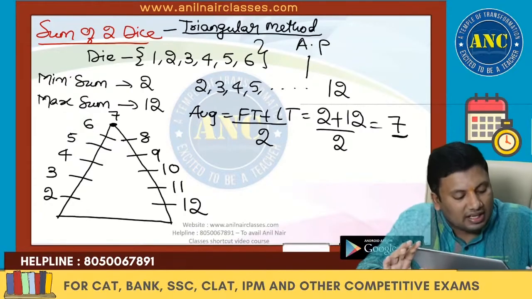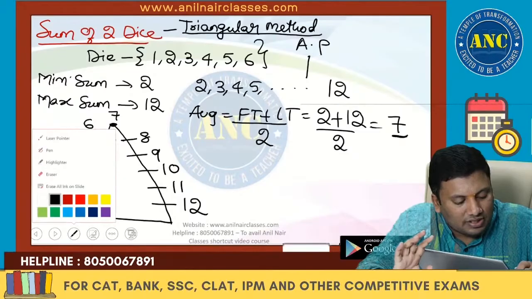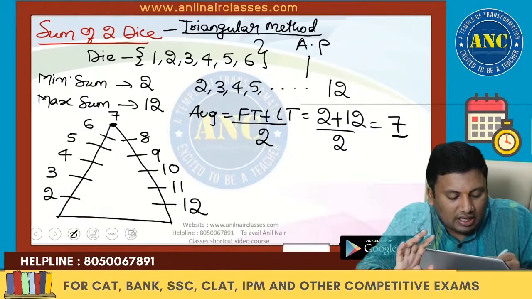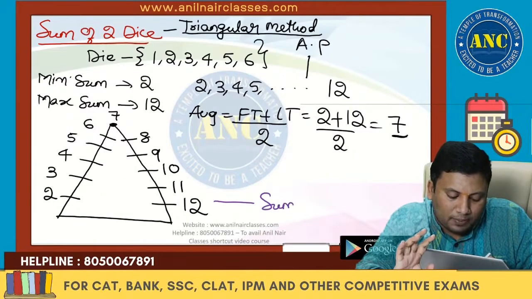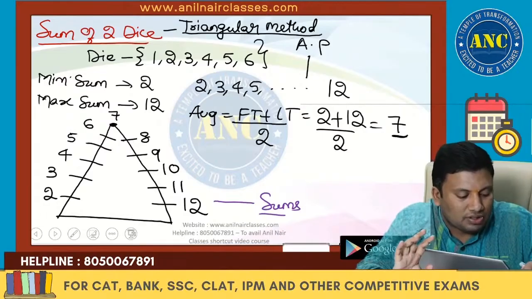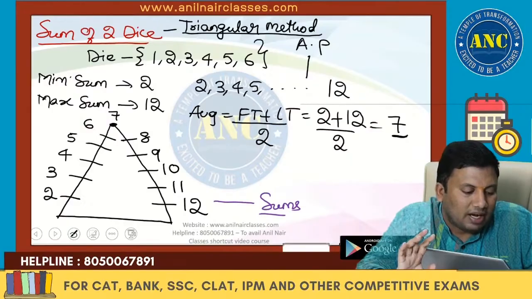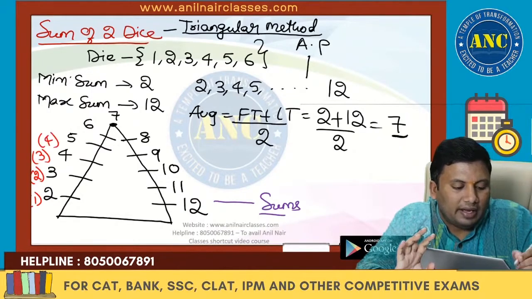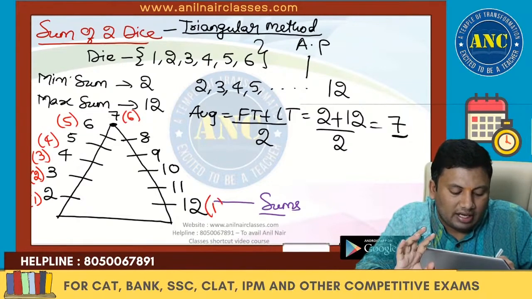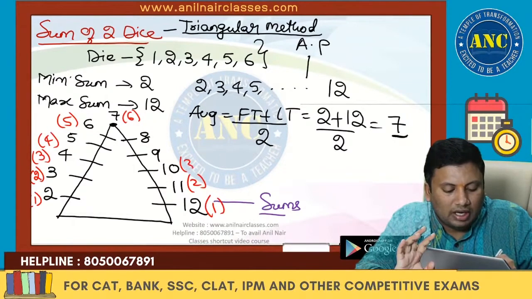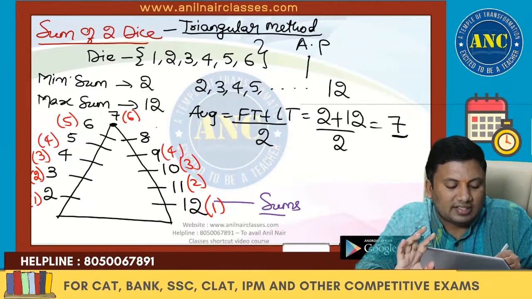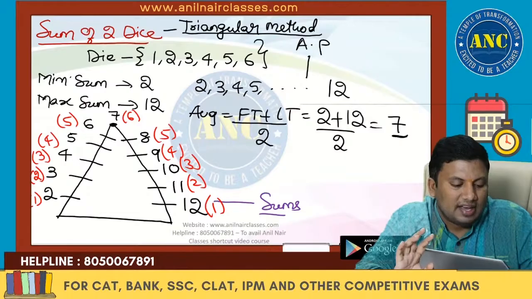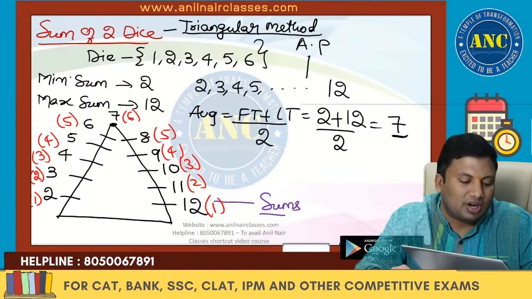Triangular method. Listen carefully. The values I wrote in black color are nothing but the various sums possible. Very easy. Now write down starting from 1: 1, 2, 3, 4, 5, 6. After reaching this, again write down 1, 2, 3, 4, 5, 6. I hope it is clear. That is the reason I have drawn a triangle.